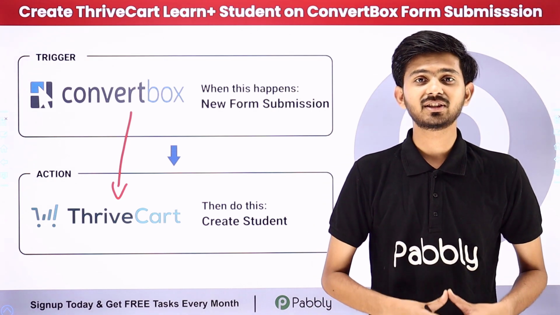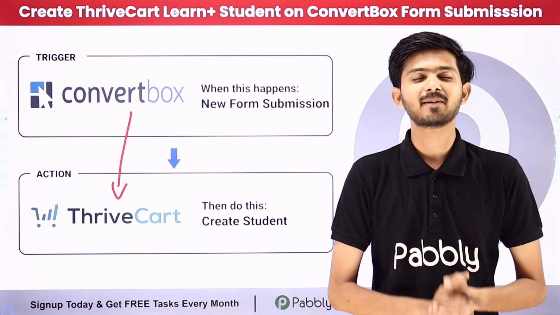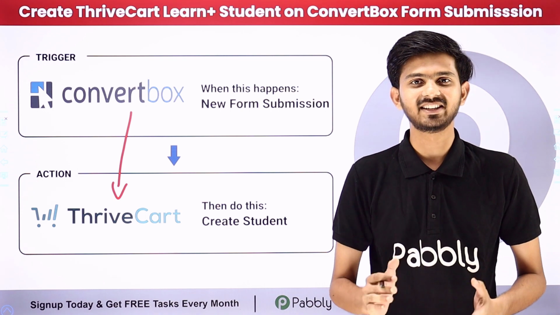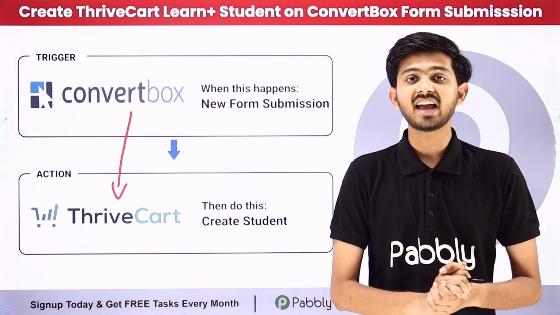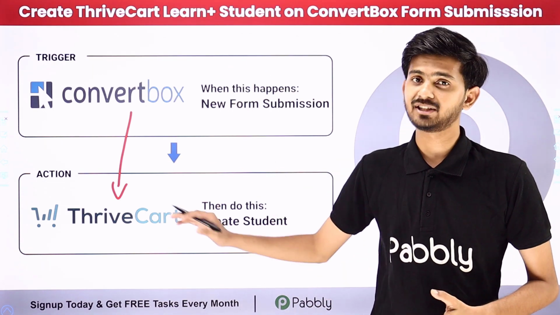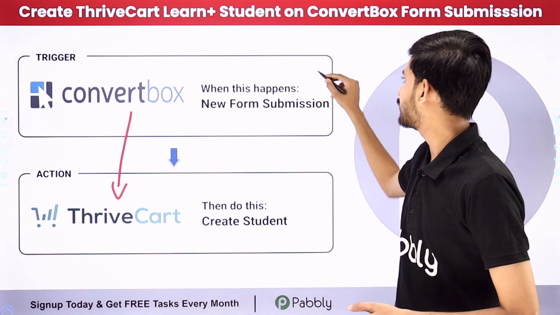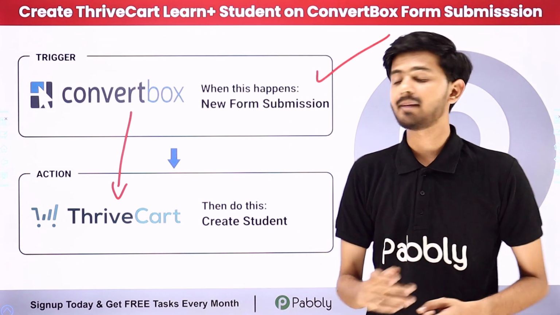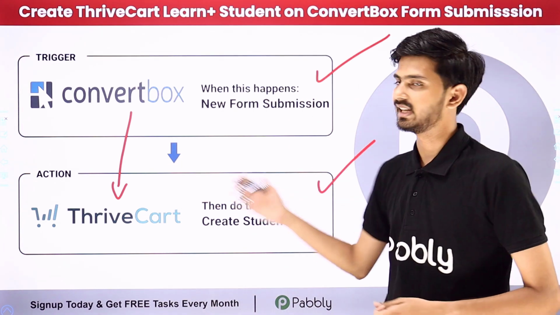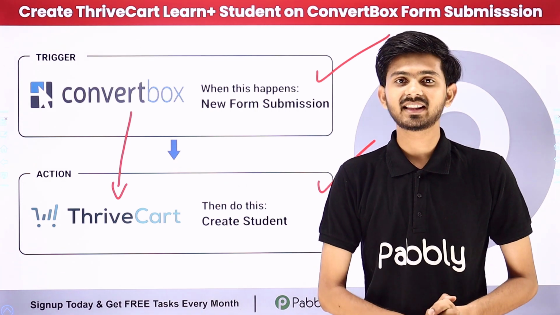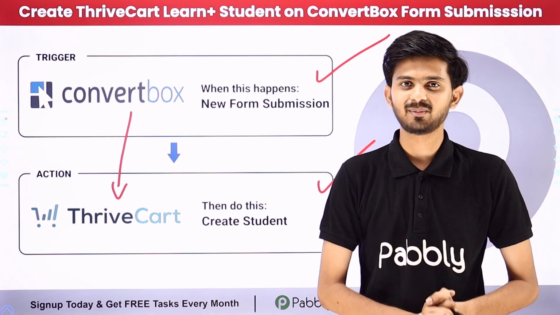So for my objective, I have to build a connection between ConvertBox and ThriveCart Learn Plus. For building this connection, I'm going to use Pabbly Connect, which is an amazing software for automation and integration. In Pabbly Connect, I need to use the concept of trigger and action. In the trigger application, I'm going to use ConvertBox. In the action application, I'm going to use ThriveCart Learn Plus. So how am I going to build this connection? For that, let me take you to my computer screen.